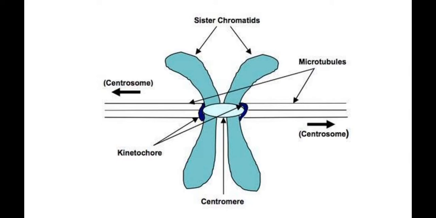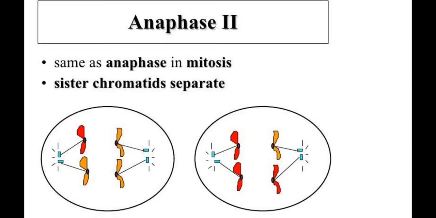And in meiosis 2, centrosomes, these fibers, microtubules, they are connected to every sister chromatid from one centrosome and the other centrosome, different microtubules. So anaphase 2 is the same as anaphase in mitosis.